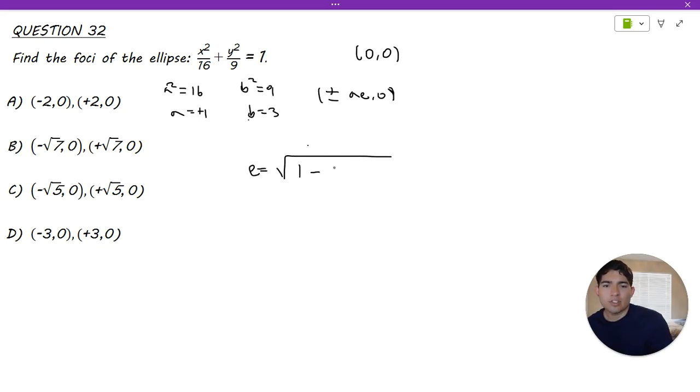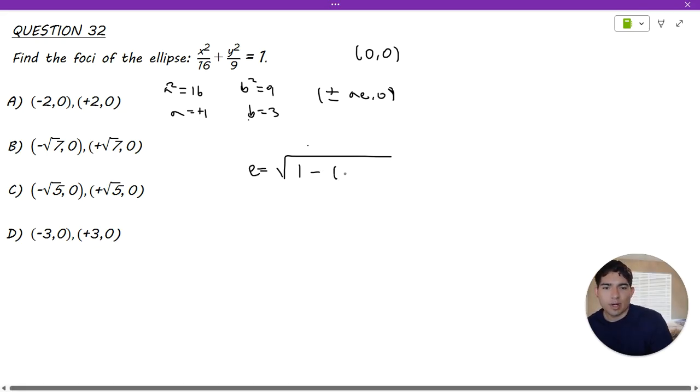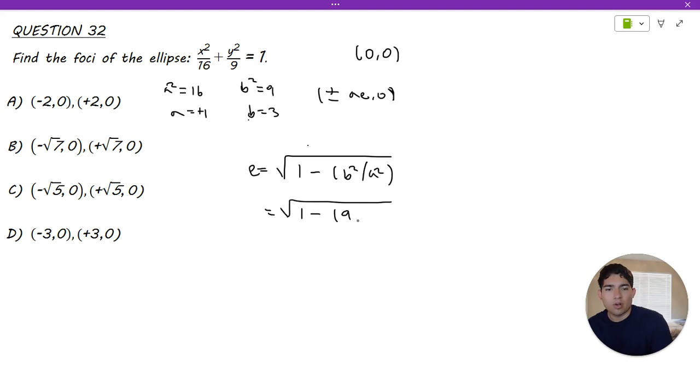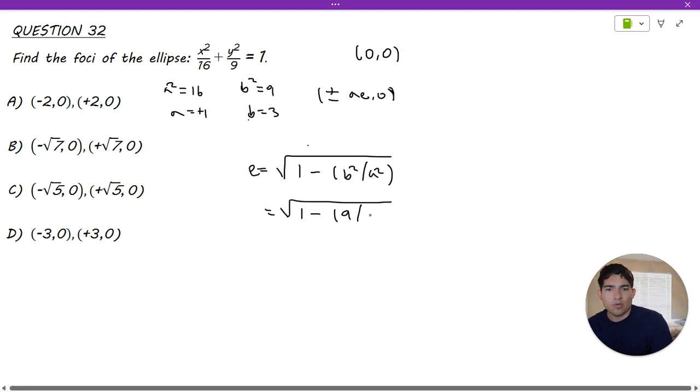You can look at the reference manual if you don't remember the equation, but basically eccentricity equals the square root of 1 minus b squared over a squared. So in our case, it's going to be the square root of 1 minus 9 over 16, and that is going to give us an eccentricity of 0.66.